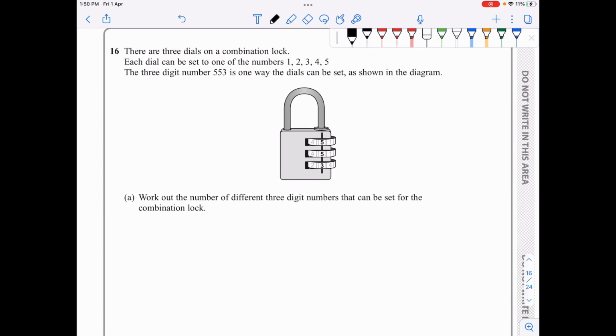16, we've got 3 dials on a combination lock, and we've got options 1, 2, 3, 4, 5 for each dial. And we need to work out the number of different 3-digit numbers that can be set for the combination lock. Well, for each dial, I've got a total of 5 options. So the total number of combinations should be 5 times 5 times 5, which is 125.